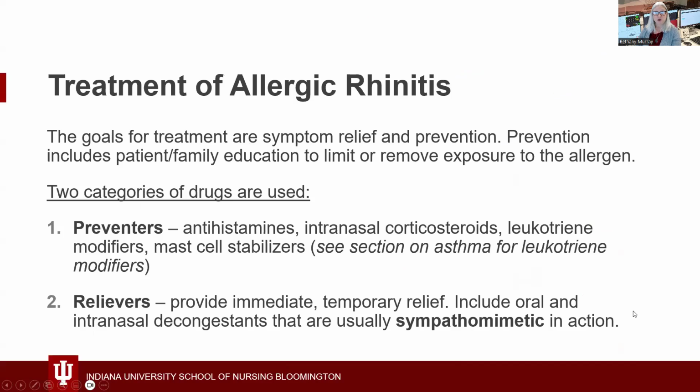So how do we treat allergic rhinitis? The treatment is really symptom relief and prevention. This is not an infectious disease. This is a human body response to an allergen. So we want to prevent by removing or limiting exposure to the allergen. And then we can also use medications to prevent the histamine mast cell reaction or the leukotriene reaction.